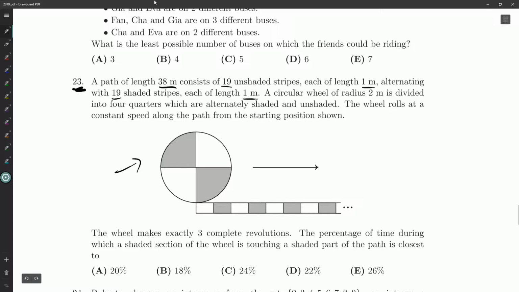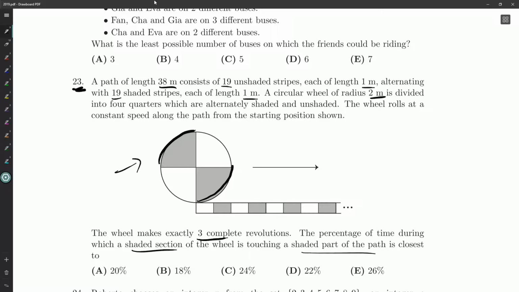But what have we got? A circular wheel of radius 2 meters is divided into 4 quarters, which are alternately shaded and unshaded. The wheel rolls at a constant speed along the path from the starting position as shown. The wheel makes exactly 3 complete revolutions. I think it was only 1 on the Pascal, which would make sense because the Cayley question should be harder. I'm going to stop referencing the Pascal now and just treat it like a normal question. The percentage of time during which the shaded section of the wheel is touching the shaded part of the path is closest to, and we have a number of percents.